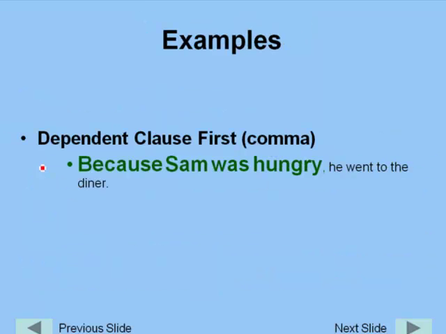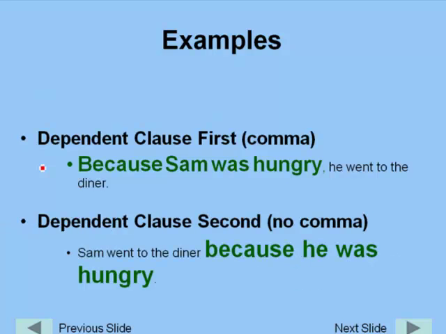A couple more examples here. Dependent clause first: Because Sam was hungry, comma, he went to the diner. But if I flip that sentence around, I have exactly the same sentence, but I put the independent clause first. Sam went to the diner because he was hungry. Notice that there is no comma. So there's a comma if the dependent clause comes first, no comma if the dependent clause comes second.